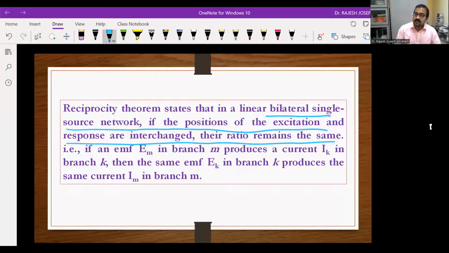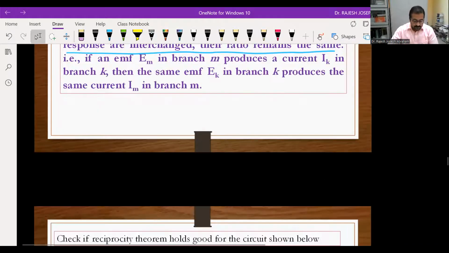And response means the corresponding output. So the theorem states that you can interchange the positions of the excitation and the response, and their ratio will remain the same. The ratio of response to excitation will remain the same, even if you interchange the position of the source and the output. That is, if an EMF EM in branch M produces a current IK in a branch K, then the same EMF EK in branch K produces the same current IM in branch M. So it will be clear when you do one of the problems. Okay, let's get into the problems.